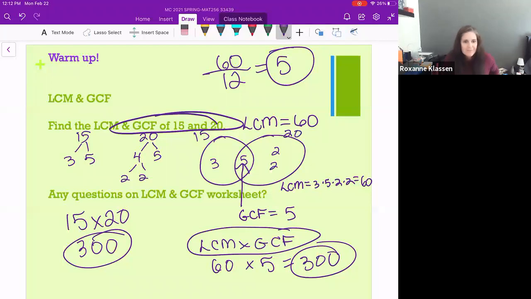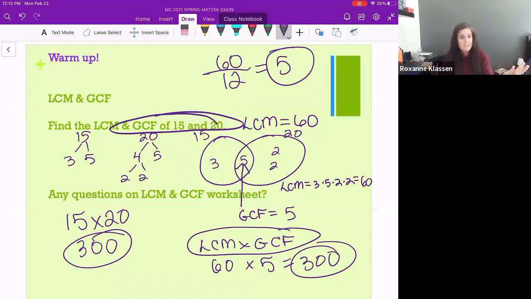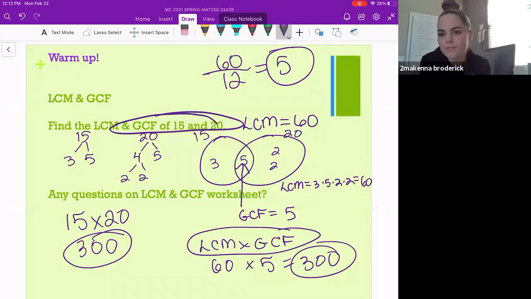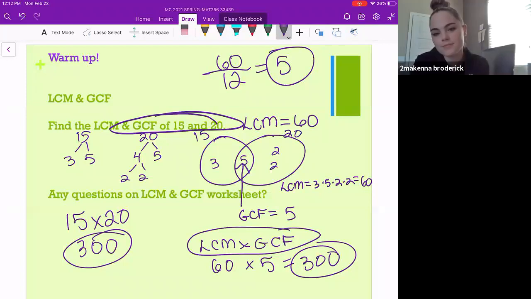Does that help, McKenna? Yeah, that makes more sense now. Thank you. So it is the LCM. You were correct, it's the LCM, but you didn't really use it to solve the problem, right? But it was there. Okay, good question. Any other questions on that worksheet?